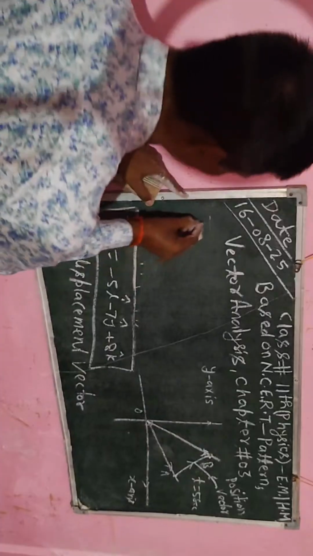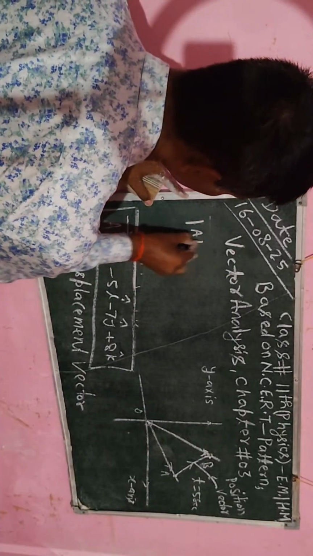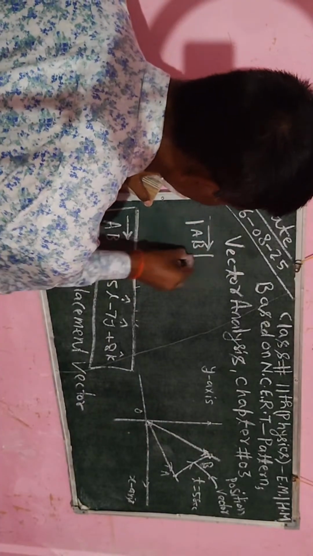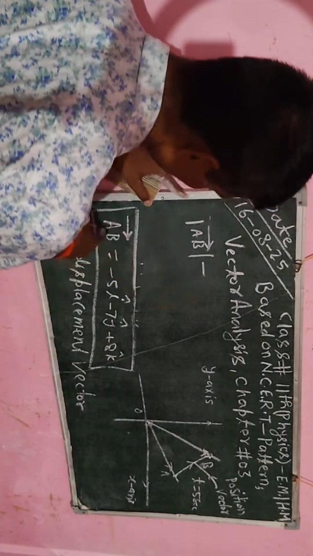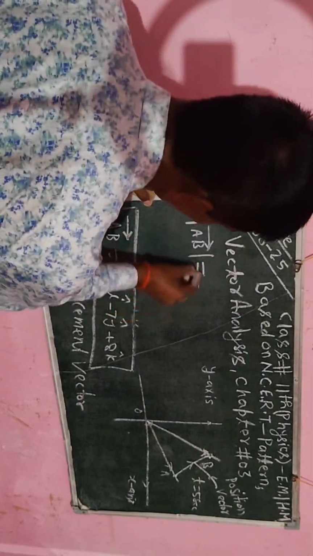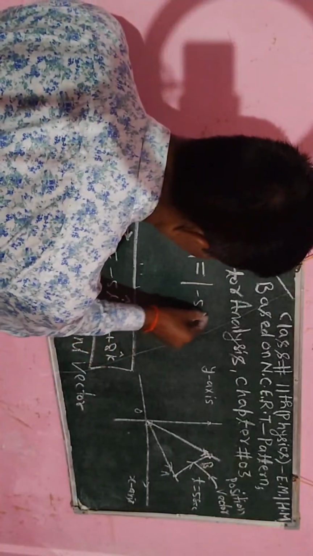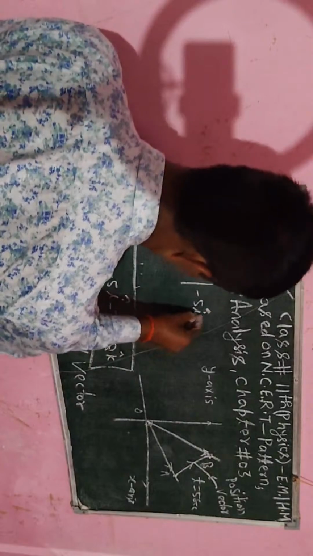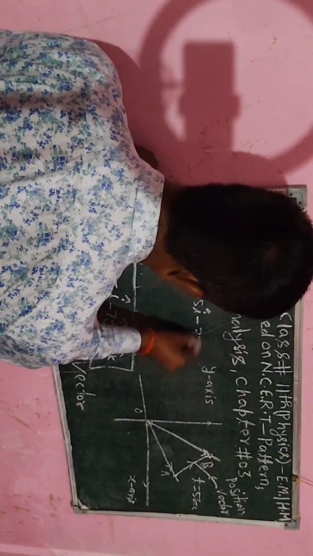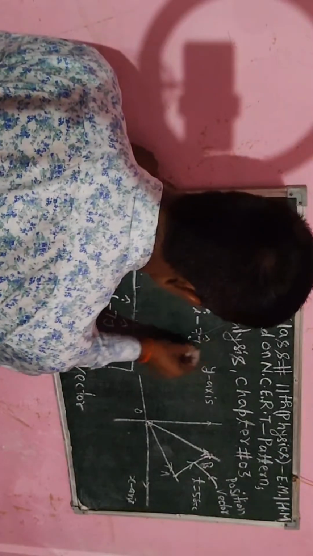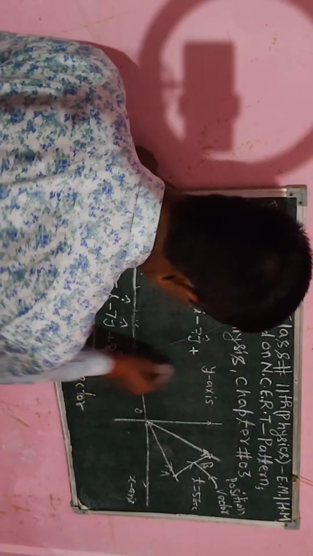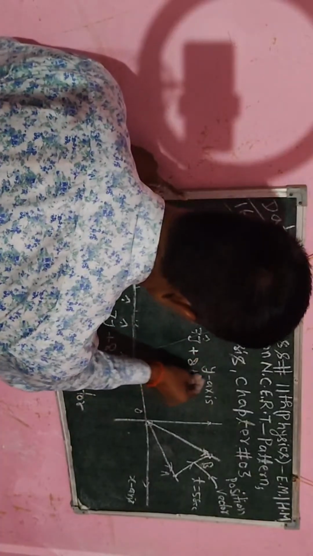So here I am going to write the magnitude, that is the modulus of AB. So here I can also write minus 5 vector i cap minus 7 vector j cap plus 8 vector k cap.